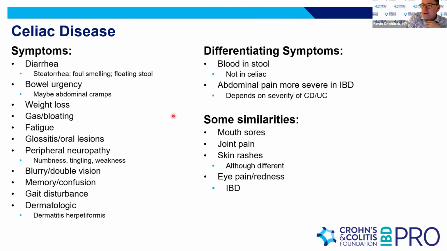Some similarities here, as I mentioned: there could be some mouth sores, joint pain, skin rashes. So those extraintestinal manifestations have a little bit of commonality with celiac as well, which is interesting. And they share a lot of the malabsorption process that is at play in celiac, as we definitely see with our Crohn's disease patients.